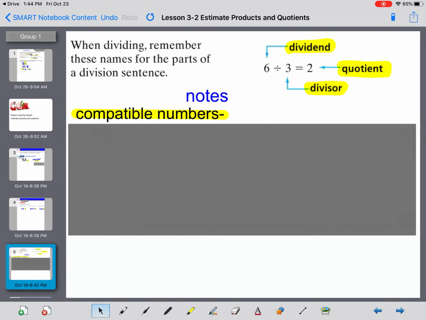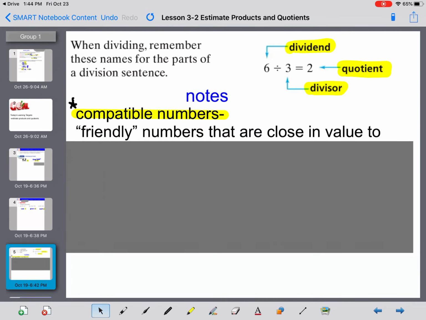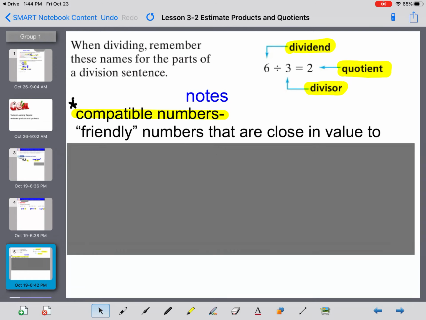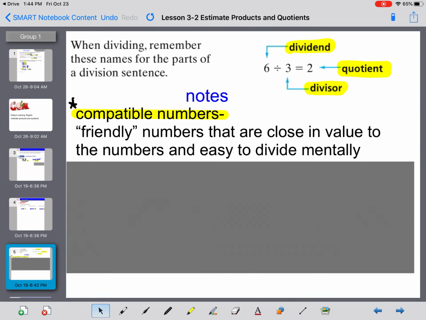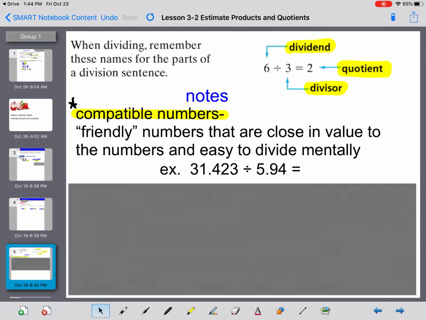All right, so now that we've refreshed that vocabulary, let's start with some new vocabulary. This one I want you to put a star by because it is going to show up on your quiz. You need to be able to define compatible number. What is a compatible number? Well, compatible numbers are friendly numbers that are close in value to the numbers that you're working with and easy to divide mentally. Take a minute to pause the video and get that definition written down.